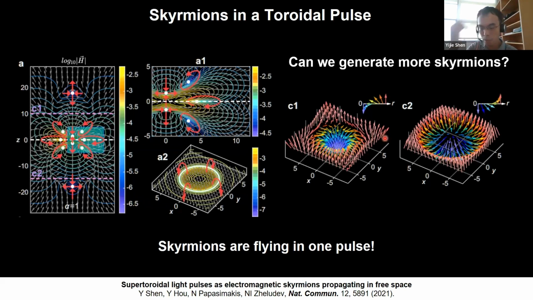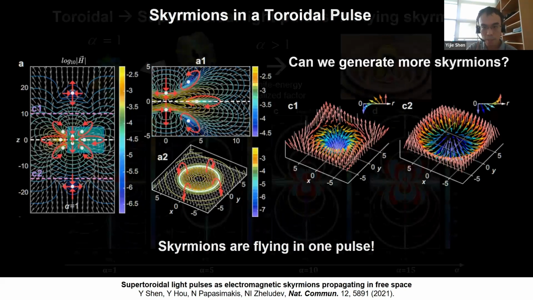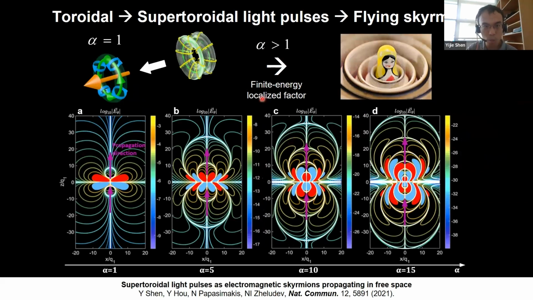Okay, I ask the question again: can we generate more skyrmions with diverse topological states? This pushed me to generalize the theoretical model from toroidal to super-toroidal pulses. In the original theory, the toroidal problem was solved under the finite energy assumption with a factor alpha equal to 1 for simplification. However, if alpha is no less than 1, we can also ensure the finite energy. And alpha can serve as a high-order index to drive higher-order patterns in the electromagnetic field.